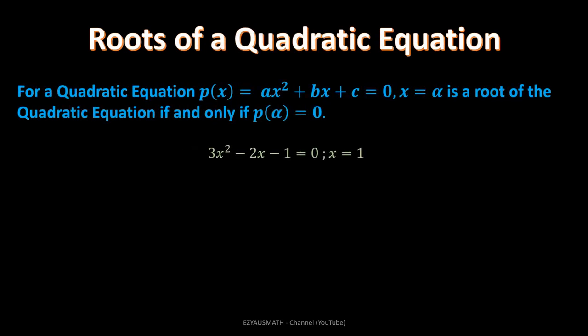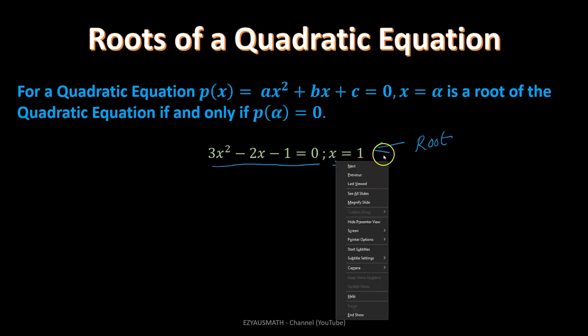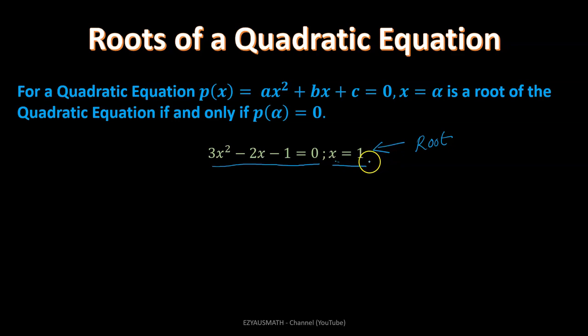So for instance, we have a quadratic equation 3x square minus 2x minus 1 is equal to 0. Against this equation, we have the value x is equal to 1. Now, how can we say that this value x is equal to 1 is the root of the quadratic equation? For any value of x to be the root, it is necessary that if you substitute x is equal to 1 in the quadratic equation, it will satisfy the equation.